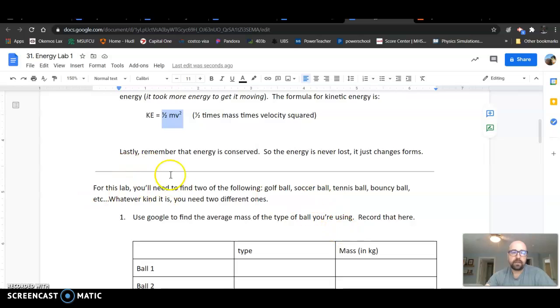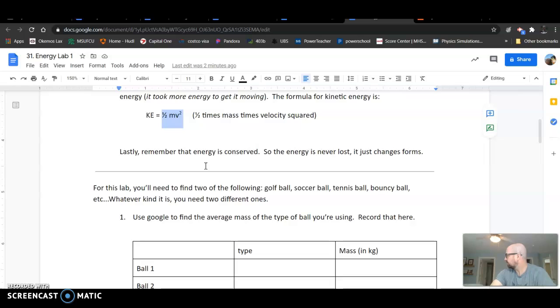So what you'll need for this: find two of the following. Golf ball, soccer ball, tennis ball, a bouncy ball, whatever it is, some kind of ball that you can drop and will bounce back up. If you don't have those, then send me an email and I'll figure something out for you.